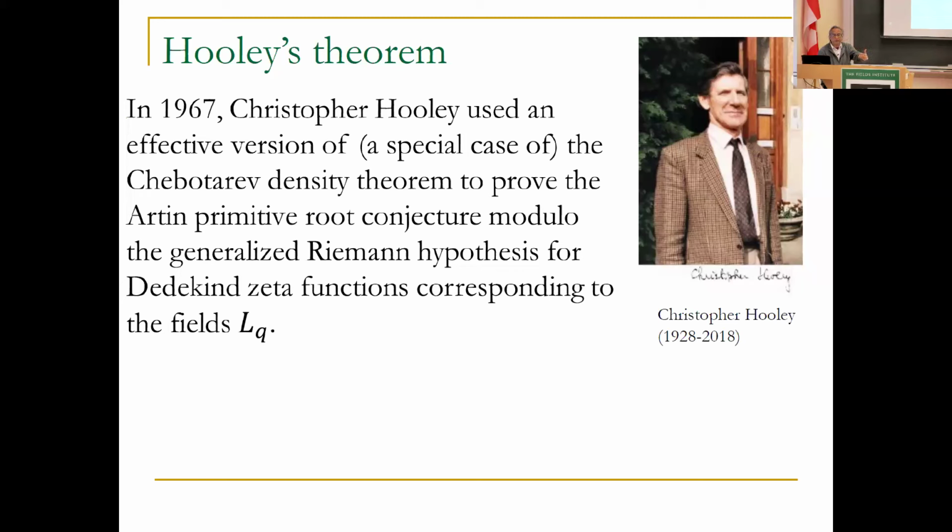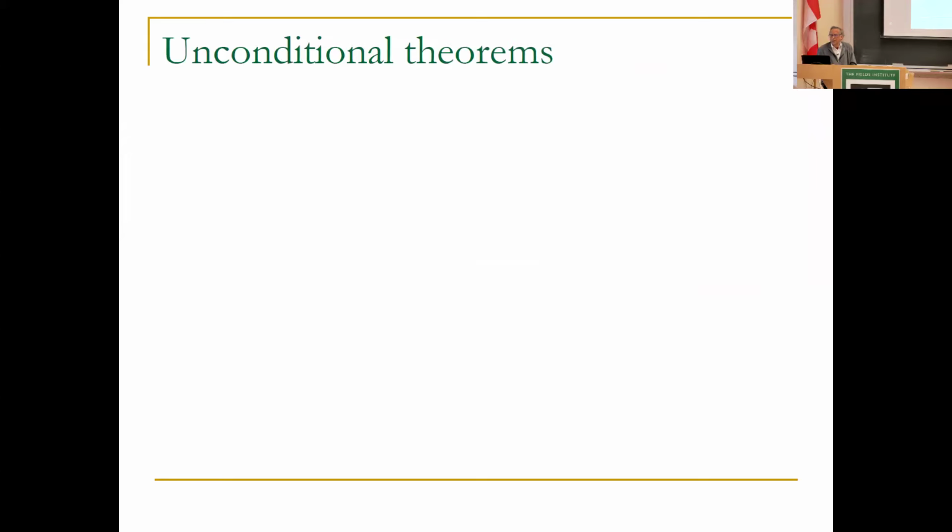If you assume the generalized Riemann hypothesis, and Artin's heuristic reasoning, perfectly valid. It's completely rigorous. That probabilistic reasoning that Artin had used, completely rigorous, but you need the Riemann hypothesis to justify his heuristics. That's what basically Hooley's theorem is all about.